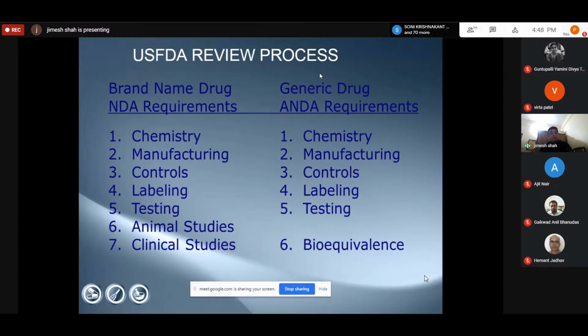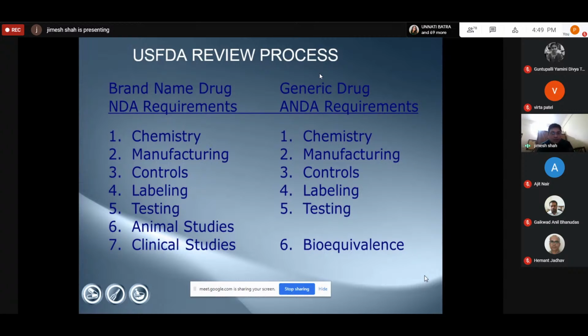Now I'm coming to the US FDA review process. Basically, there are the ANDA and the NDA. There are two processes when we file in the USA. So what is the basic difference between the NDA requirement and the ANDA requirement? The NDA is for the brand name of the drug. Animal studies and clinical studies are the main requirement for the NDA. It is a new drug application.